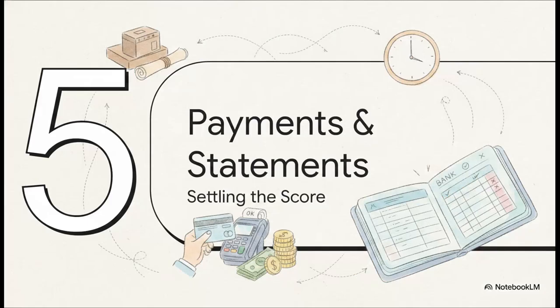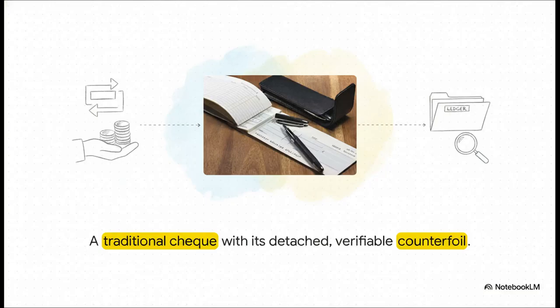And finally, part 5, payments in statements, where we finally settle the score. Now, I know a lot of businesses today run on electronic transfers, but the traditional check is still the absolute best way to visualize this paper trail. Think about the anatomy of a check. When you write one out, you hand the main portion over to the supplier.